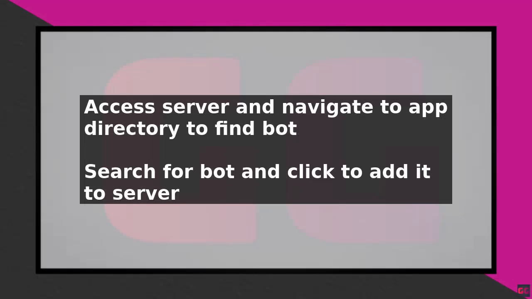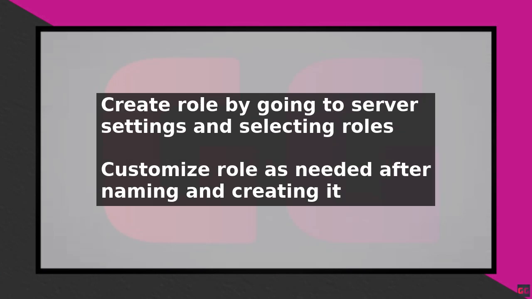To set up roles using a Discord bot, start by accessing your server and navigating to the app directory. Search for the bot and click on it to add it to your server. You will then be asked to select the server you want to add the bot to and authorize its permissions.